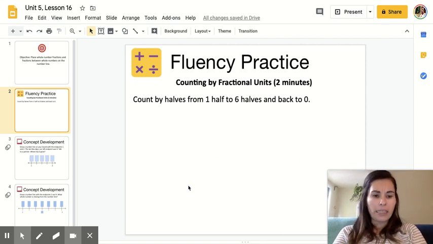What's another way you could say 0/2? Exactly, 0. How about 2/2? You're right, 2/2 is equal to 1 whole. How about 4/2? Right, 2, because 4/2 is equal to 2 wholes. Last but not least, 6/2. What's another way we could say 6/2? You're right, 3, because 6/2 is equal to 3 wholes.